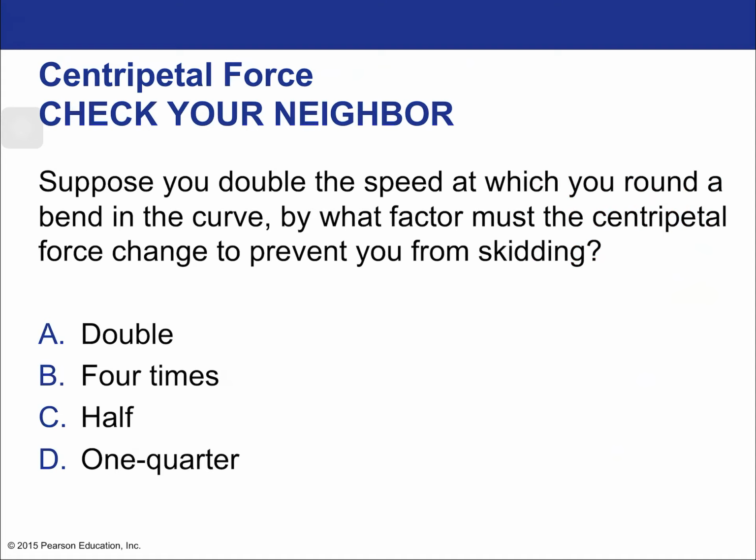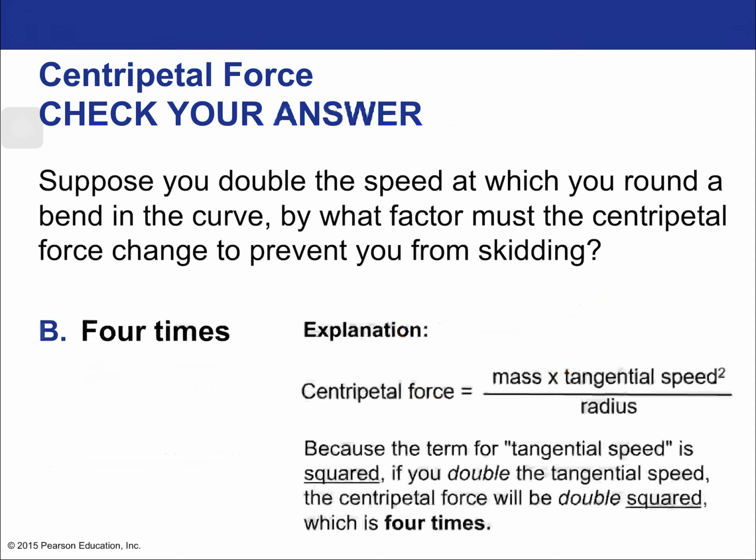So, suppose you double the speed at which you round a bend in the curve. By what factor must the centripetal force change to prevent you from skidding? Think about the formula. What is the proportionality between Fc and v? Okay, what is it? Is it direct proportionality? Nope, it's squared. That means that if you double the speed, you have to have 4 times the force. Okay, that's why it's important to consider how fast you're going into turns. There's not a lot of leeway there because it is a square relationship. Okay, 4 times the force is a lot more force.